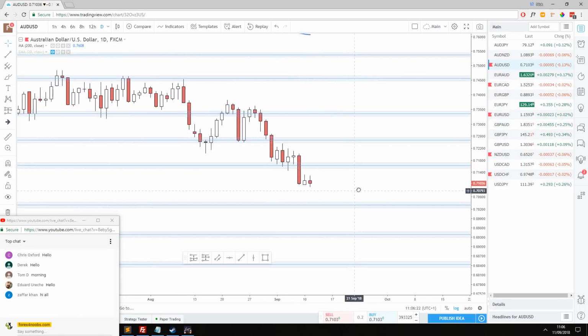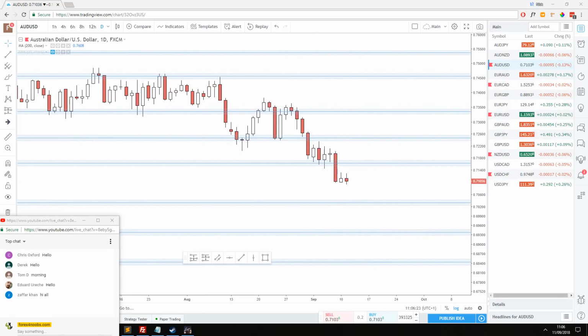The risk, as always, of waiting for a pullback is that the pullback does not happen and price keeps falling. That's a totally possible scenario. That would mean that you miss out on a trade. But to be honest, I think it's better to miss out on a potential move than to take a risky trade just to be in the trade.